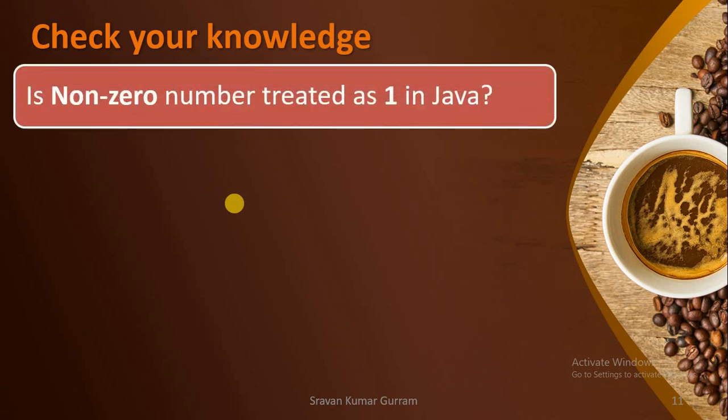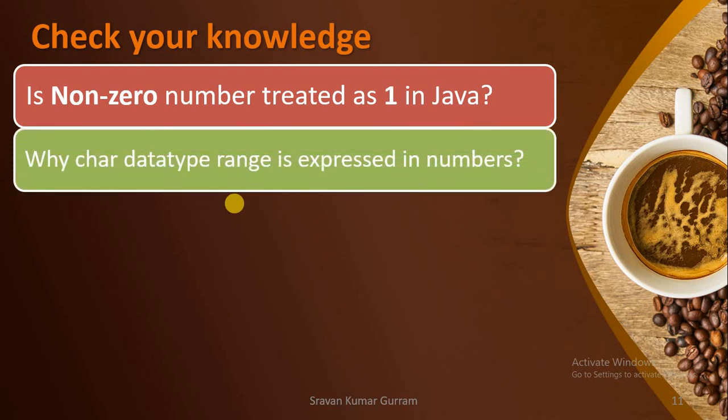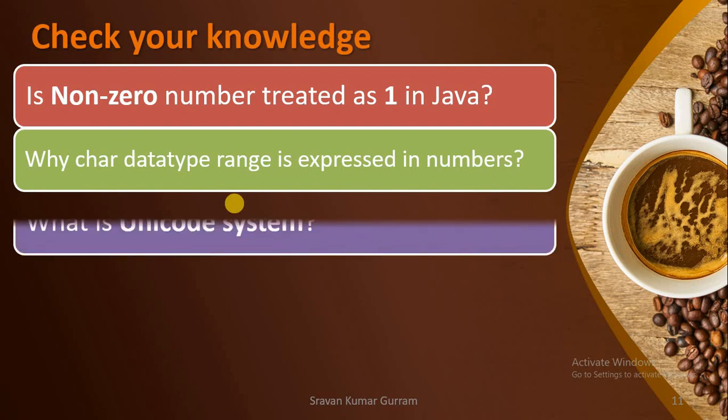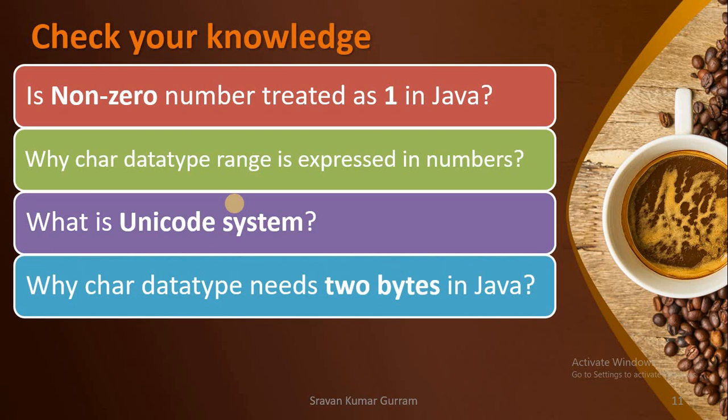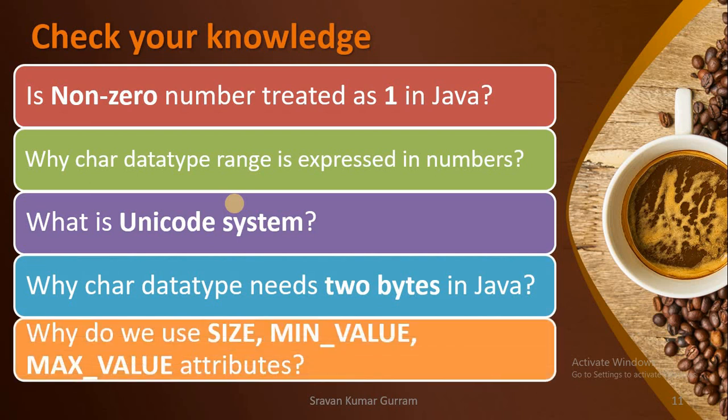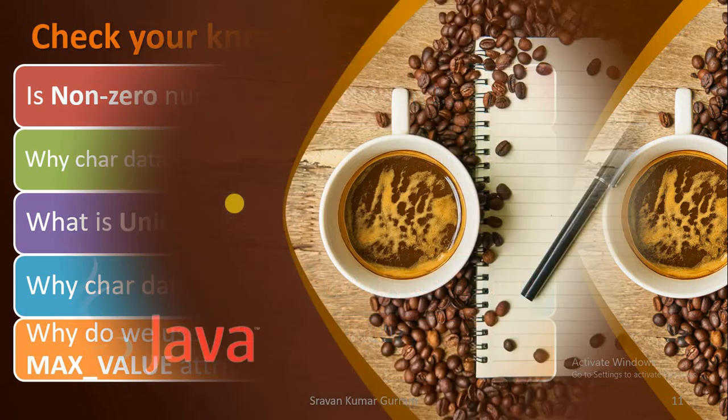Check your knowledge of what you learned from this video. Is a non-zero number treated as 1 in Java? Why is the character data type range expressed in numbers? What is the Unicode system? Why does the character data type need 2 bytes in Java? Why do we use the size, min value, max value attributes?